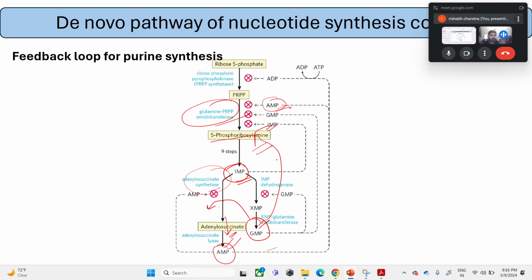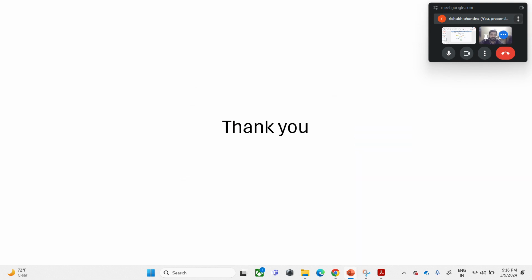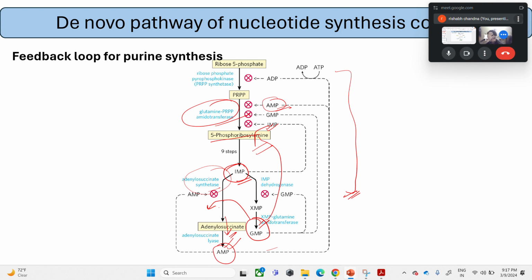Okay, so this is how the feedback mechanism of purine biosynthesis works. And GMP also acts on IMP dehydrogenase as an allosteric inhibitor so that it will decrease its activity during the process. So this is how the AMP, GMP and IMP follow the feedback loop for the reduction in synthesis of these particular intermediates.